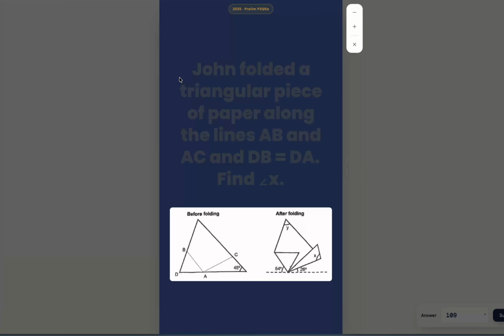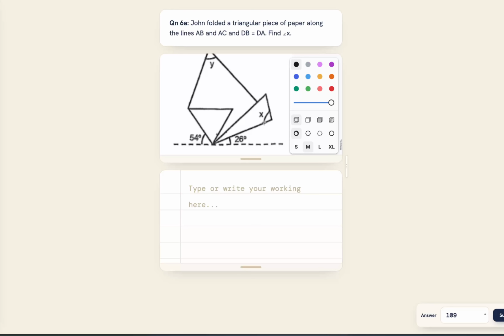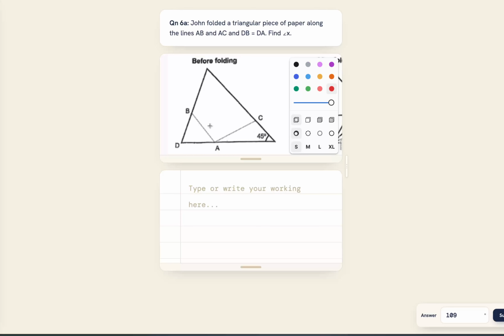Question 6, part A. John folded a triangular piece of paper along the lines of AB and AC, and DB is equal to DA. Find the angle X. So this is angle X over here. Let me highlight in red. So angle X, if you were to look at the original before folding, where do you think angle X is? If you say angle X is this, then you're right.